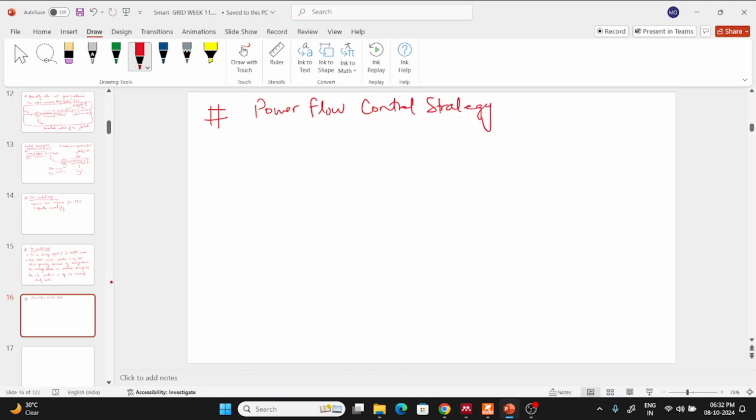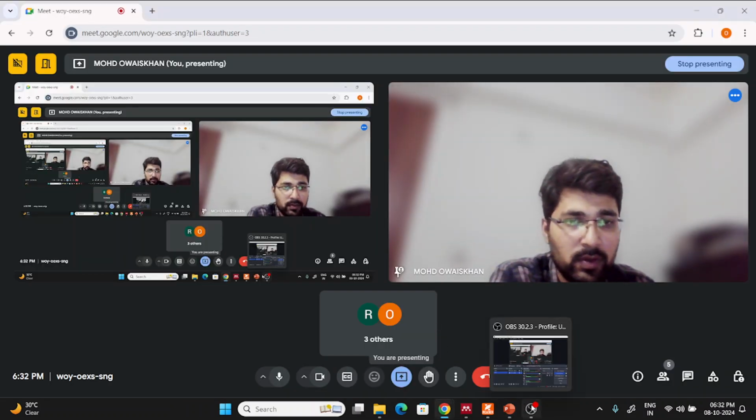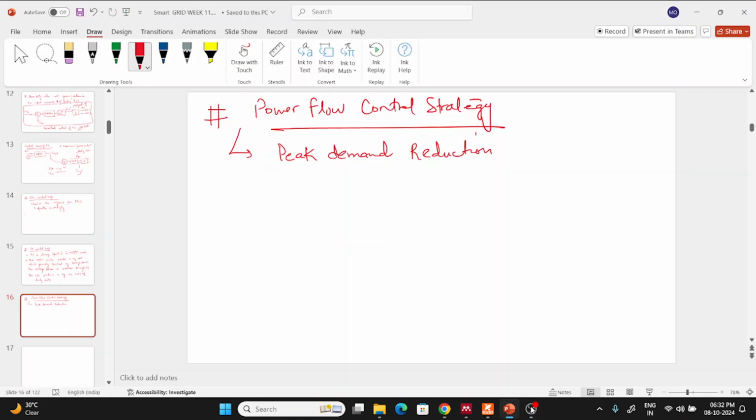तो इसको लगाने का फायदा क्या होता है? What we have to do here, the main aim here is to do the peak demand reduction. Peak demand reduction. Okay. One of the major aims of this control strategy is this. Another aim of this is to smooth transitions between different modes.